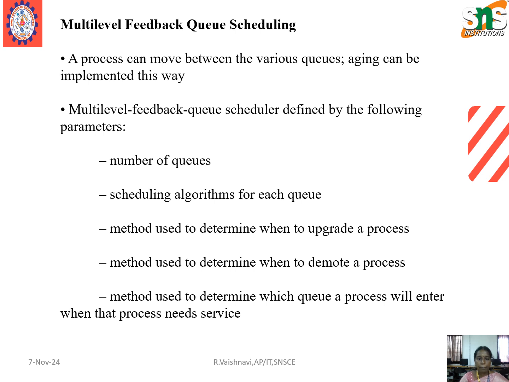The first is the number of queues, and the second one is the scheduling algorithm for each queue. Third one is the method used to determine when to upgrade a process. Fourth parameter is the method used to determine when to demote a process. Fifth one is the method used to determine which queue a process will enter when the process needs service. These are the 5 parameters in the multi-level feedback queue scheduler.